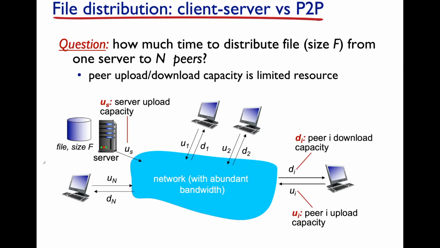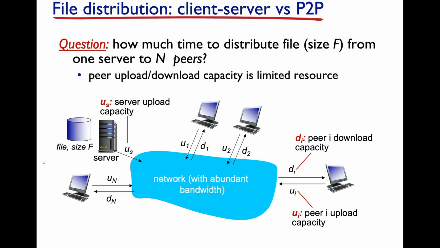If you've ever used something like BitTorrent, you'll find that it is very fast in downloading and distributing files. But why exactly is this? Well, we'll consider, and this is in the book, the difference between client-server and peer-to-peer. The question underlying the BitTorrent system is how much time it takes to distribute a file, and let's assume that file is some size F in bits, from one server to n peers.